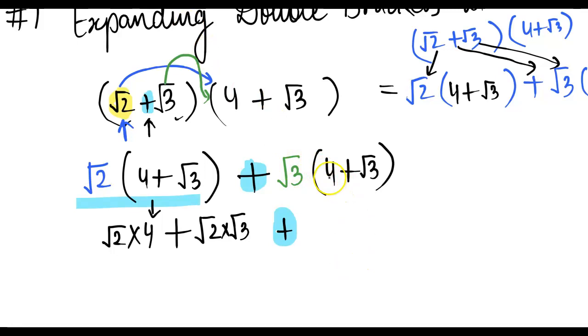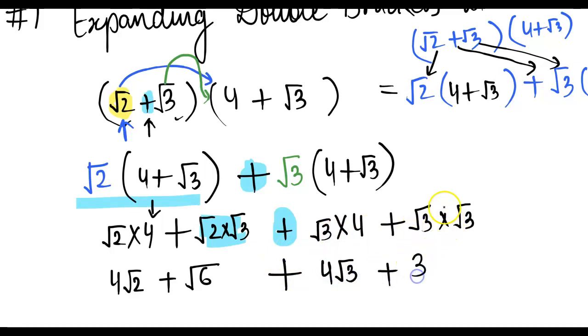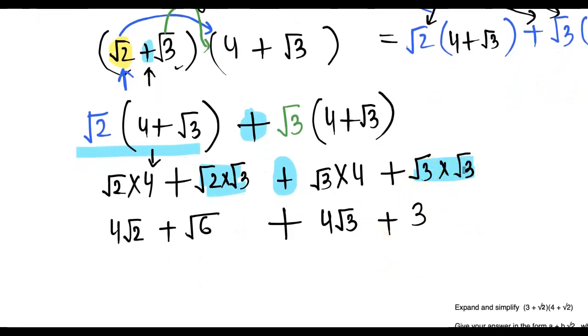Now let's talk about root 3. Root 3 times 4 will be 4 root 3, since 4 is not a surd, plus root 3 times root 3. We're going to get 4 root 2 plus root 6. This thing we already covered in our first lesson of surds. So this is what we have got, plus 4 root 3 plus 3. This is again part of the third lesson. And if you have seen all the videos, it's going to be very simple for you, right?